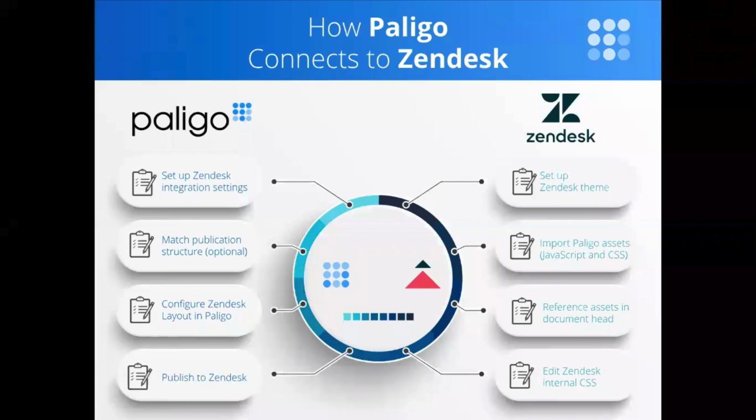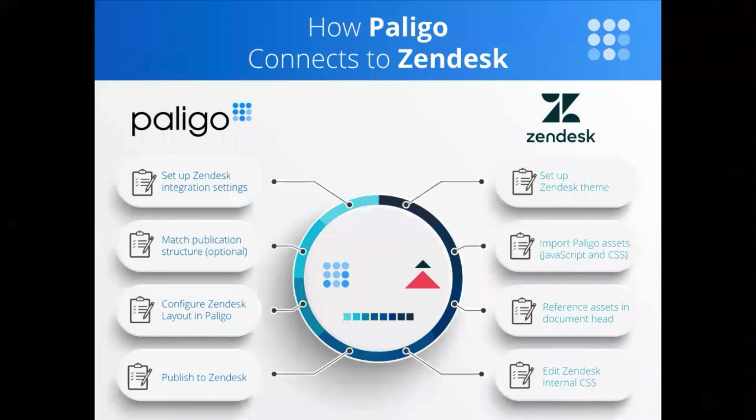Second thing we need to be aware of, we know that Zendesk has category, section, article, so our publication in Paligo needs to match that. Then we've got a Zendesk option in the layout editor to set a few specific options for how you want the behavior of the HTML to appear inside Zendesk. Then you will publish your Zendesk, how to publish the content, how to push it over.